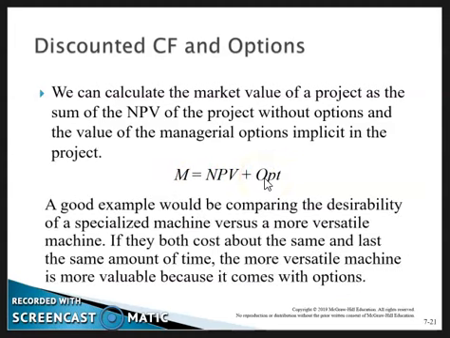A good example would be comparing the desirability of a specialized machine to a more versatile machine. If they both cost about the same, last about the same amount of time, and perform the same functions, then the more versatile machine would be more valuable because it comes with options. When you no longer need that machine, it's more likely to be worth more money.